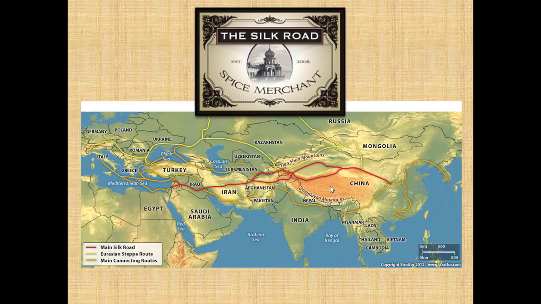So what are the Silk Roads? Well, it wasn't just one road. But essentially, it went from China to the Mediterranean. There's that Mediterranean Sea again. That's the center of trade.